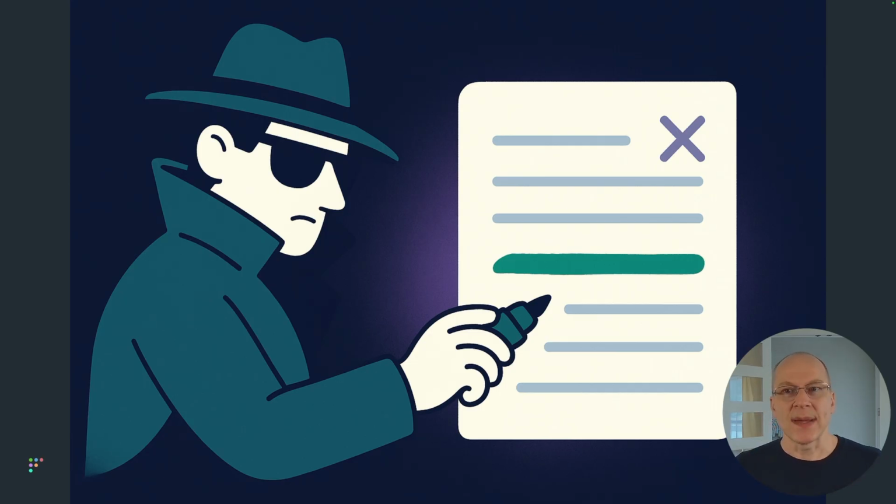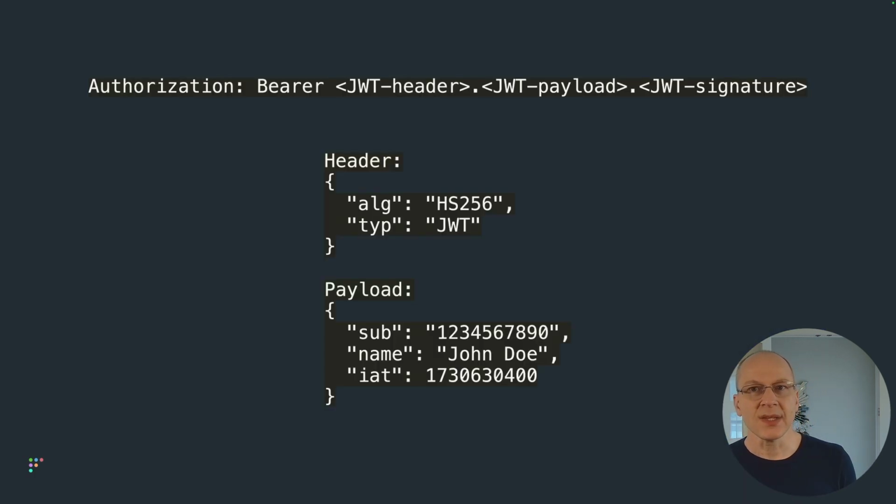So with HTTP message signatures, instead of just authenticating the connection, you also sign the message itself. So the server can verify not only who sent the message, but also that nothing was modified along the way. What about JWT, JSON Web Tokens?